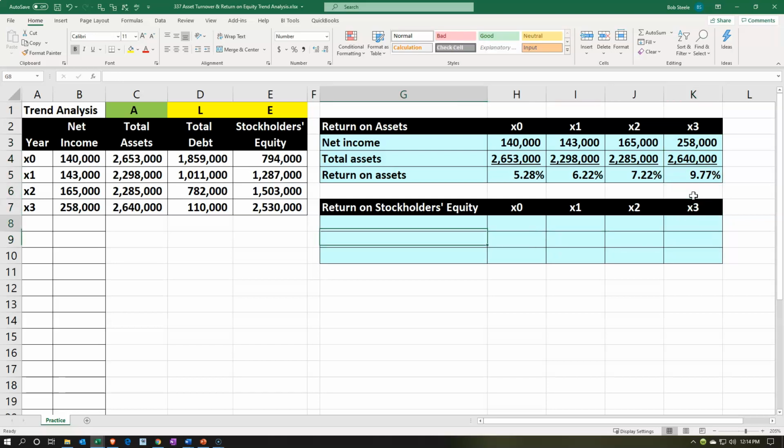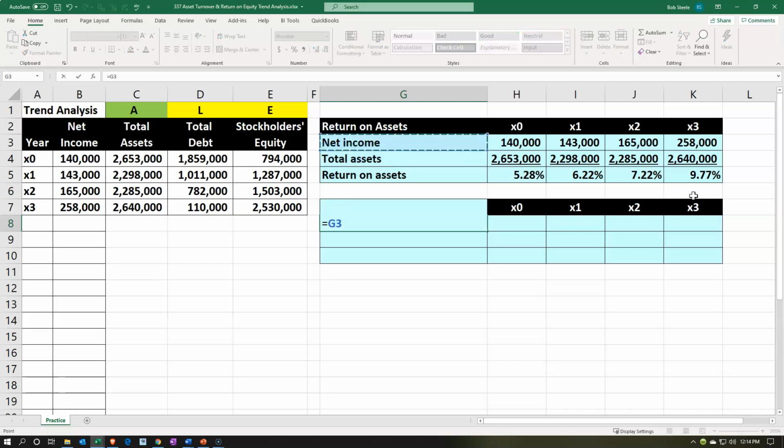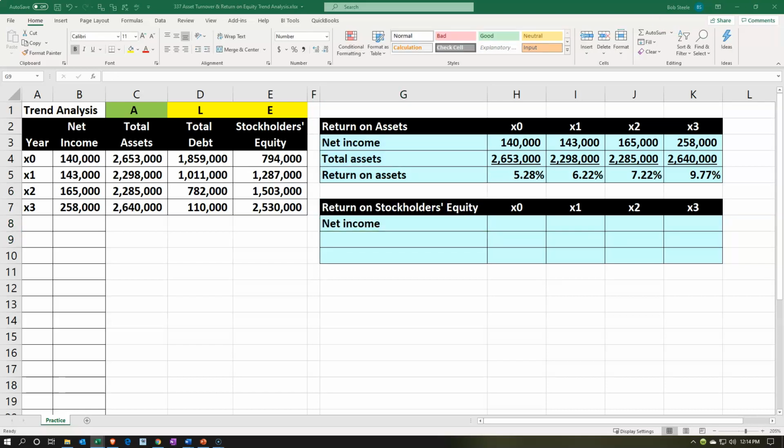Okay, so let's do the return on stockholders' equity, which is going to be net income divided by stockholders' equity. And that's going to give us our return on stockholders' equity. So if you think about this ratio, we're looking at, once again, income statement number being net income performance number, comparing it then to, I'm sorry, not total assets, to the stockholders' equity. Comparing it to stockholders' equity to get the return on stockholders' equity.